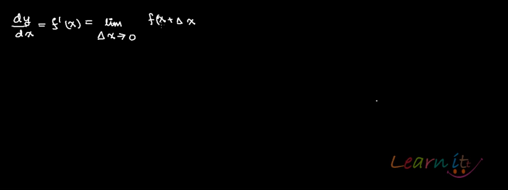Here we are going to talk about differentials. Well, we know this, that dy by dx is equal to f dash x, which you can also find out using limit of delta x tends to 0, f of x plus delta x minus f of x upon delta x.